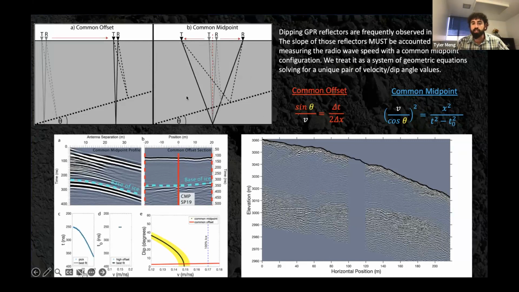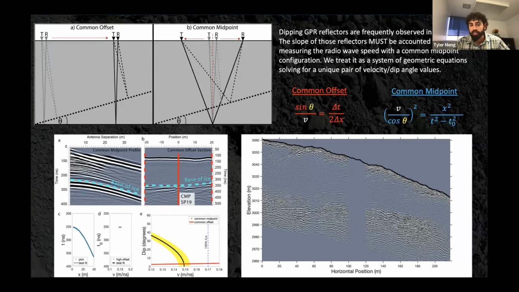So both of these geometric scenarios are governed by these relatively simple geometric equations. But one thing you'll notice is that if you introduce this dipping reflector angle theta into the equation, that will actually change the travel path and the travel distance of that radio wave.